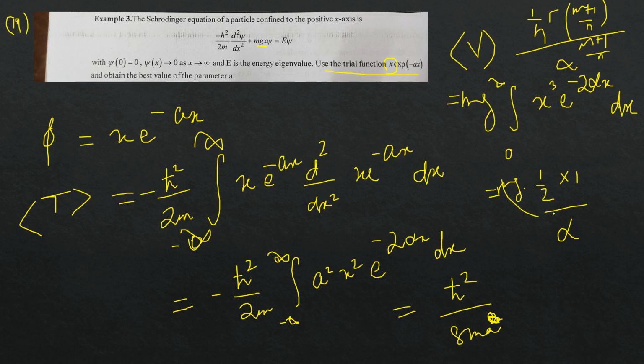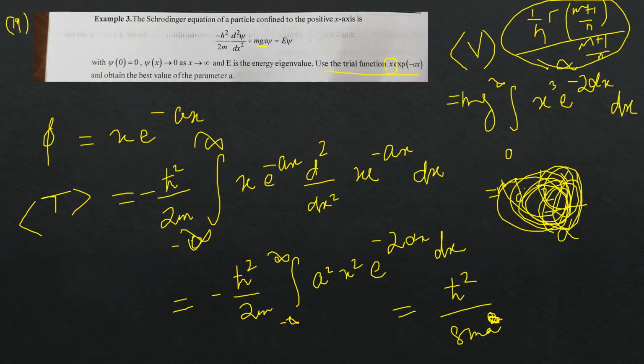Wait, no. Sorry, I'm sorry. This integration will be done differently. This formula is for even powers of x. It is not for this one. This one you have to solve the lengthy way, and after solving it, you will get 3 mg by 8a fourth. This would be your potential energy expectation value.